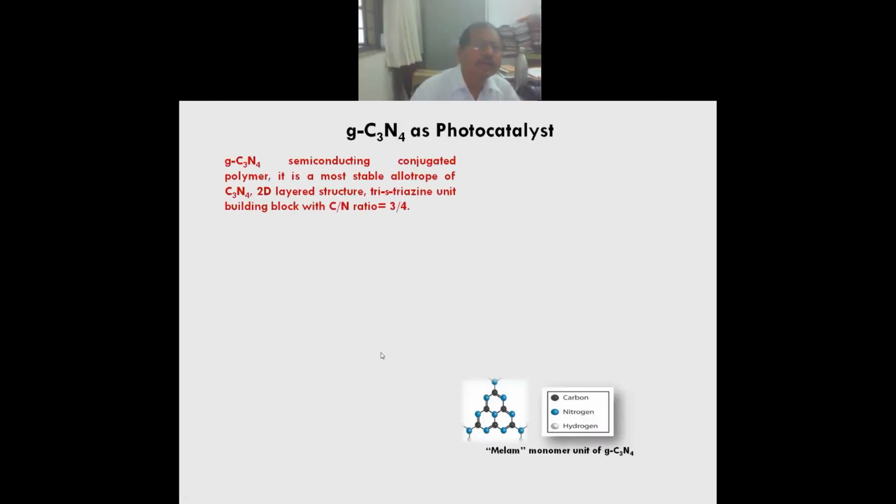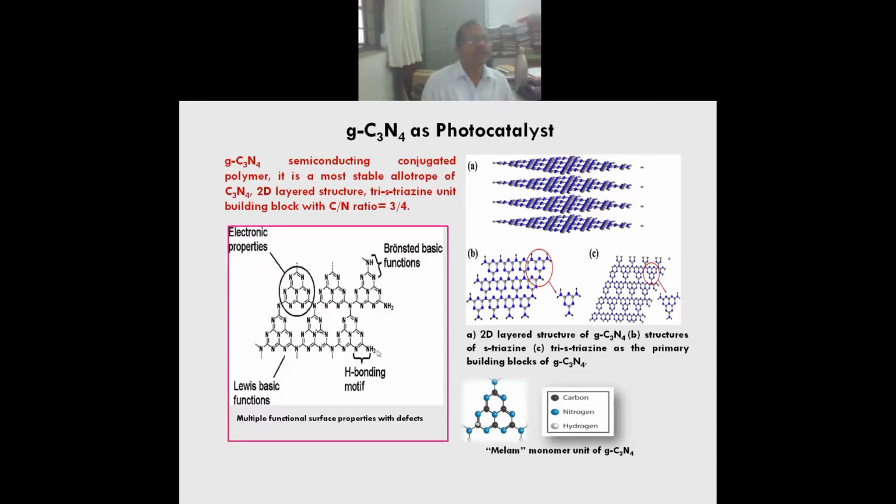Now this is another system, which is Ag loaded g-C3N4, silver oxide loaded g-C3N4. The g-C3N4 is basically a semiconducting conjugated polymer. It is the most stable allotrope form of C3N4. There are other allotrope forms like alpha and diamond C3N4, but their stability is poor. It is a 2D layered structure, and the triazine unit is the building block of this polymer. It has a carbon to nitrogen ratio of 3 to 4.